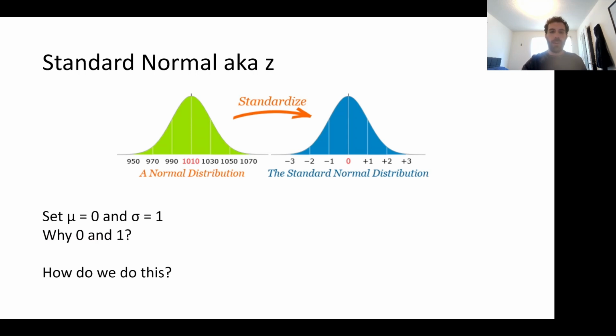So let's talk about the standard normal distribution now. We talked about the normal distribution. I want to talk about the standard normal distribution. So this is a normal distribution. This is also a normal distribution, but this one is called standard, and I want to talk about why.